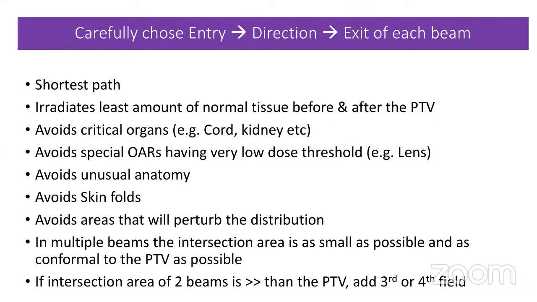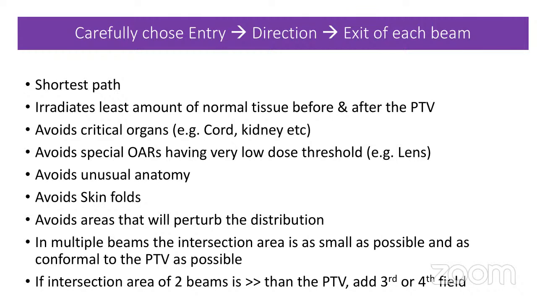Now, what are the steps? Now coming to specific steps. After you have chosen your direction, sometimes how you decide your direction is that the beam traverses the shortest path within the body. That is number one. Second is that it irradiates the least amount of normal tissue before it reaches the target volume and after it has crossed the target volume, because the beam is still going on. So that is always.